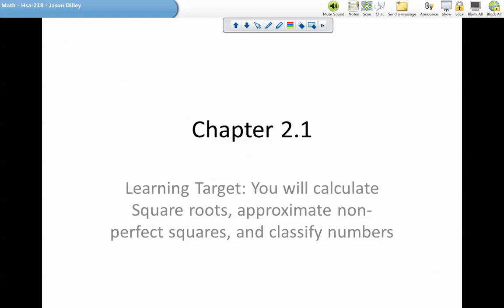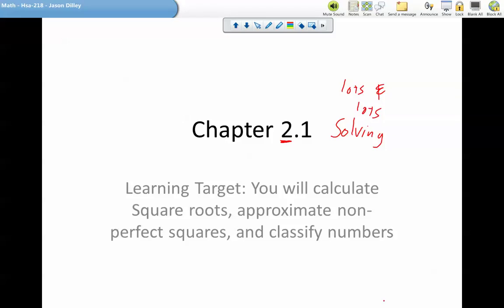All right, hello and welcome to Chapter 2. No longer Chapter 1, but Chapter 2. In Chapter 2, we're going to be doing a whole lot of solving, right? Lots and lots and lots of solving is what we're going to do here.